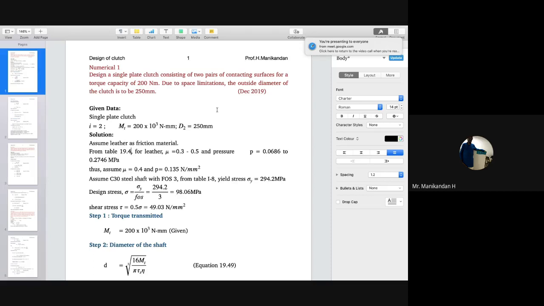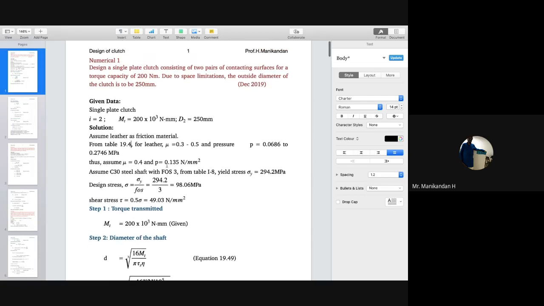It goes like this: design a single plate clutch consisting of two pairs of contacting surfaces for a torque capacity of 200 Newton meter, and due to space limitations, the outside diameter of the clutch is to be 250 mm. That's all the question given. It was asked in December 2019 for 8 marks.